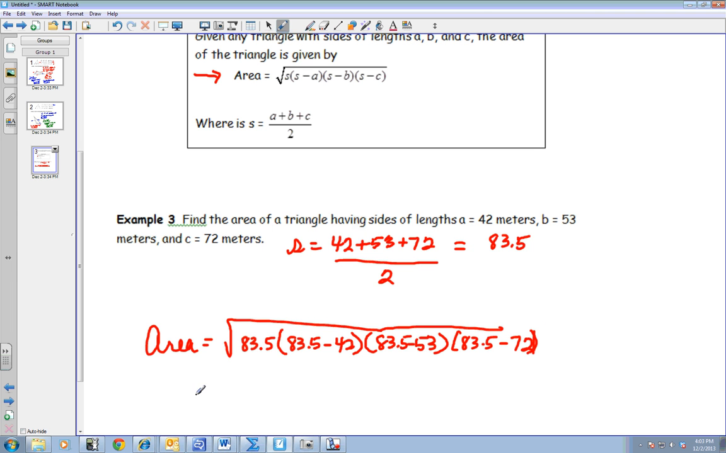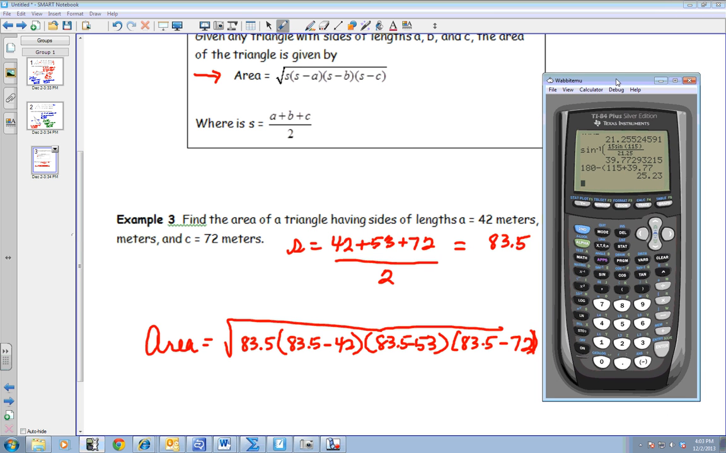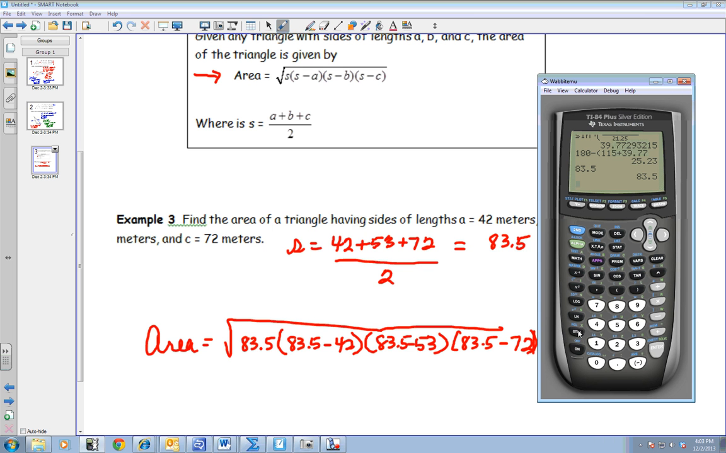So this is basically a calculator problem. So let me show you a shortcut. Since I'm using 83.5 over and over again, I'm going to store that in my calculator. I'm going to type in 83.5, and then I'm going to hit the store button over here right above your on button. I'm going to hit store, and I'm just going to call it X, and then press enter. So every time I type in X, it's the same thing as typing in 83.5.